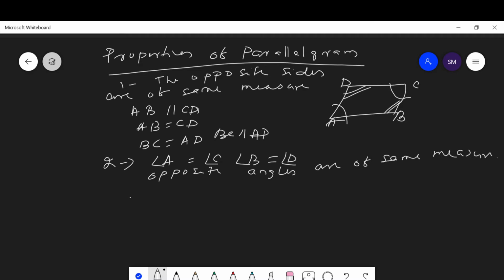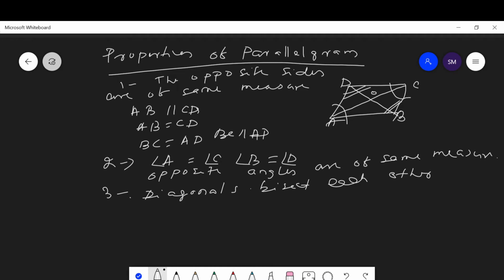Okay. Then another property says that the diagonals bisect each other. AC bisects BD at O. Another property of parallelogram says that diagonals bisect each other.